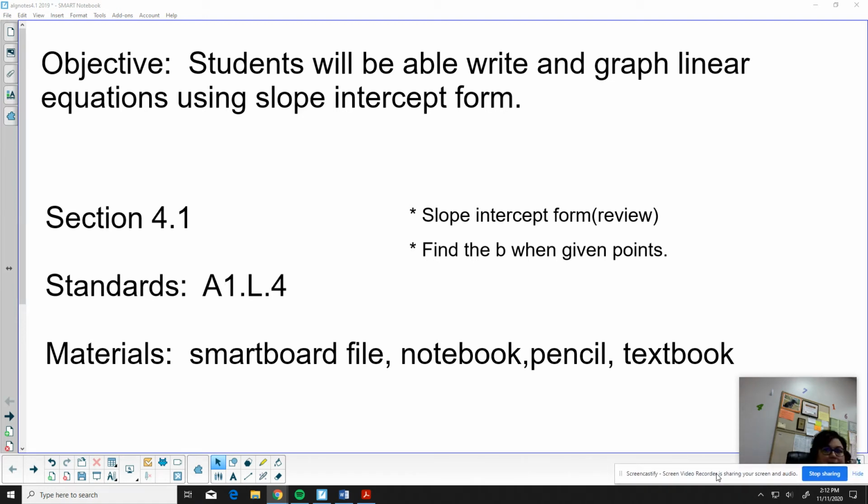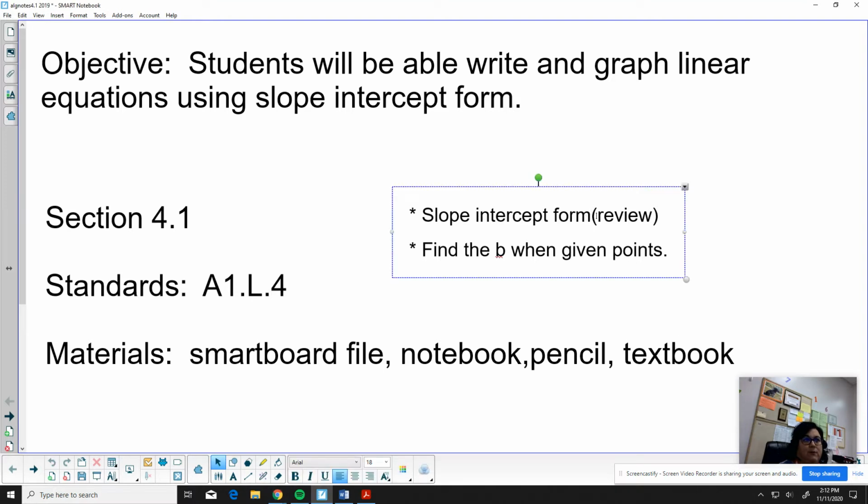Just going to go over section 4.1, which is writing and reading linear equations in slope-intercept form. So we're going to do a slope-intercept form review, and we're going to find the b, or the y-intercept, when given 2 points.